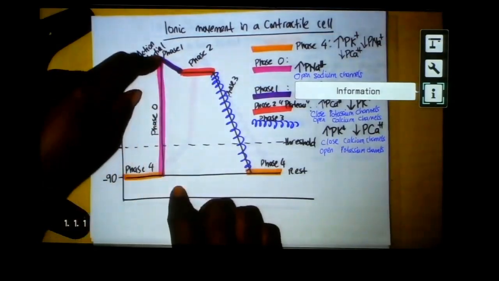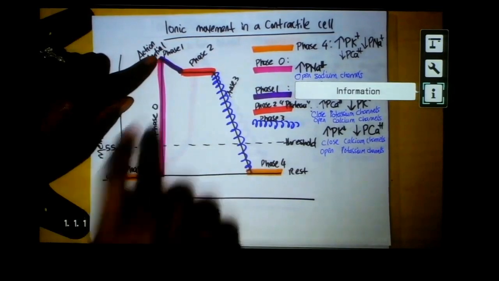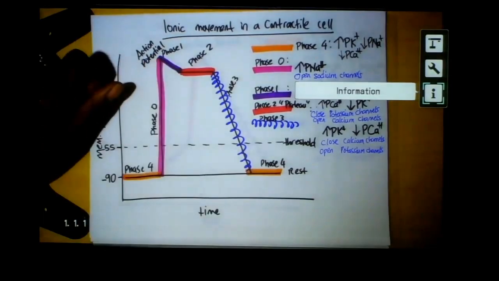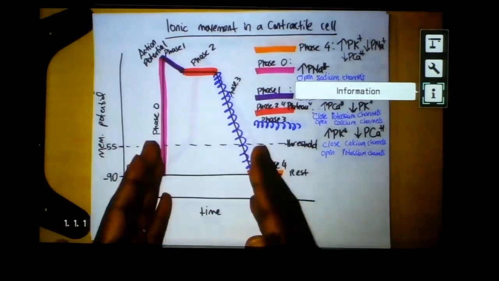After that, we still need to maintain depolarization for a little bit. So phase 1 is closing those sodium channels. This is an attempt of the cell to begin repolarizing. But we do not repolarize right away. We need to sort of delay this process.